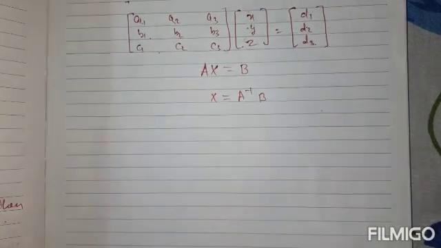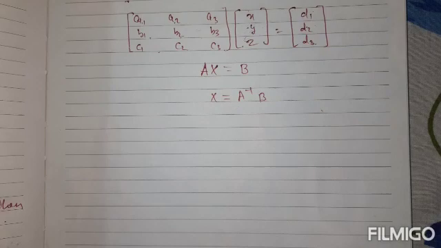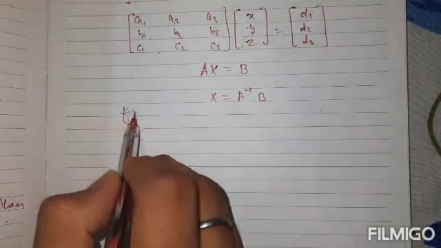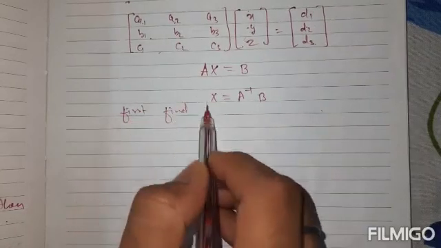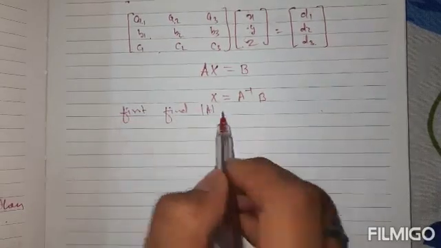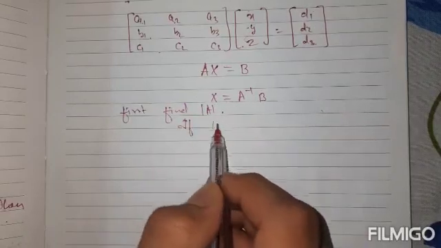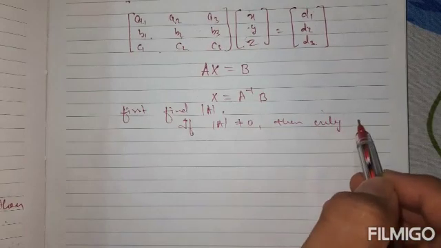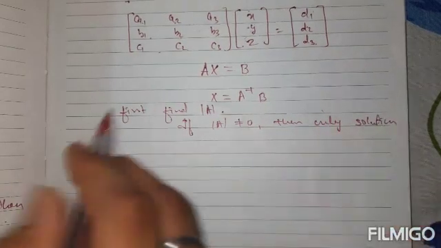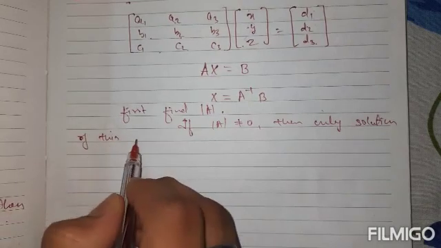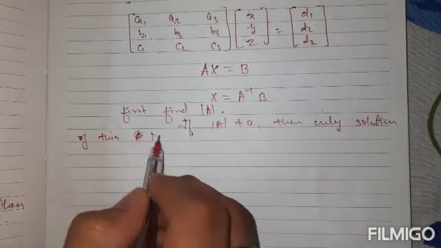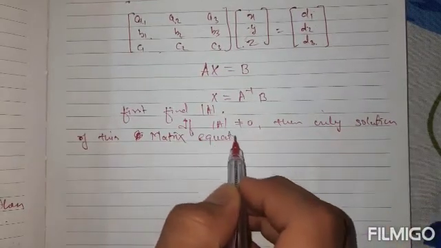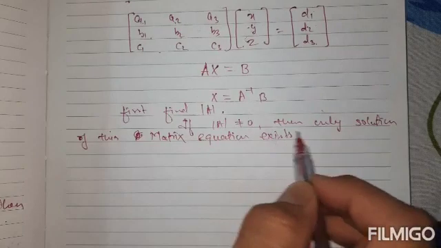But before that, we need to check whether it is an invertible system or not, and that can be done by first finding mod of A. As we have discussed, if mod A is not equal to 0, then only a solution of this matrix equation, or you can say system of linear equations, exists.